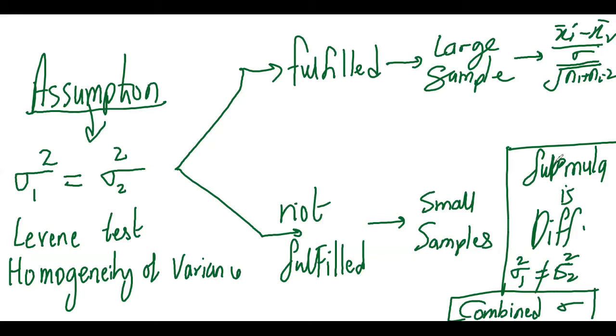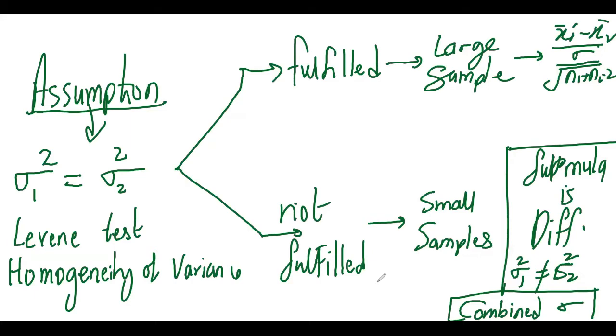So this is the condition for applying the independent sample t-test. First, we have to check the assumption. If the assumption is fulfilled, then we go to this formula. If the condition is not fulfilled, it means we are applying this test on small samples. In this case, the formula will be different. Okay, now I am explaining this concept with the help of an example so that you can understand what it means. Now I am moving to the SPSS part to explain how exactly we can do it in the software.